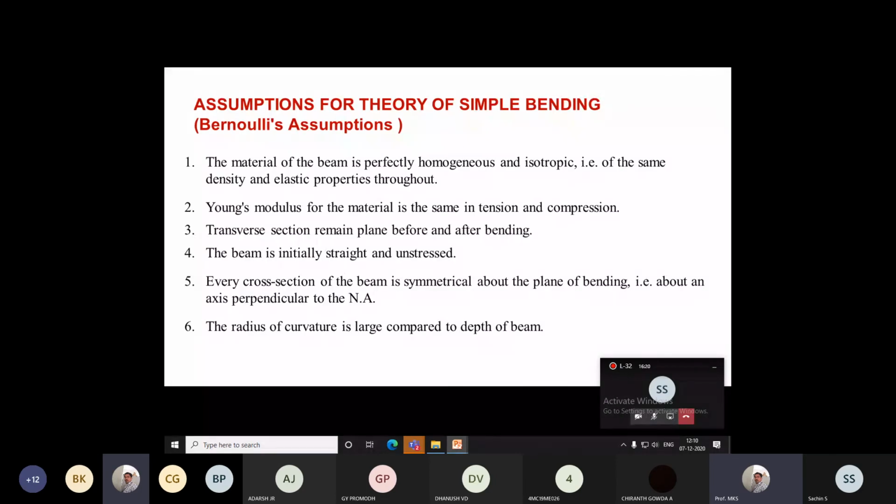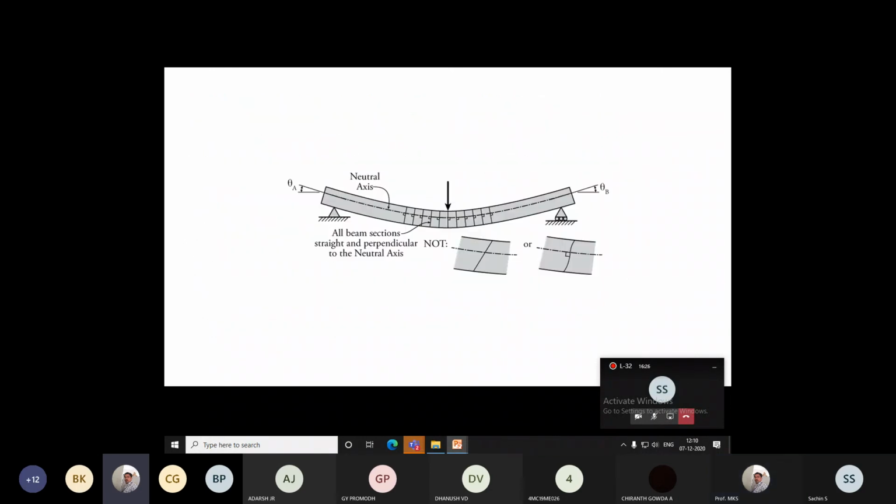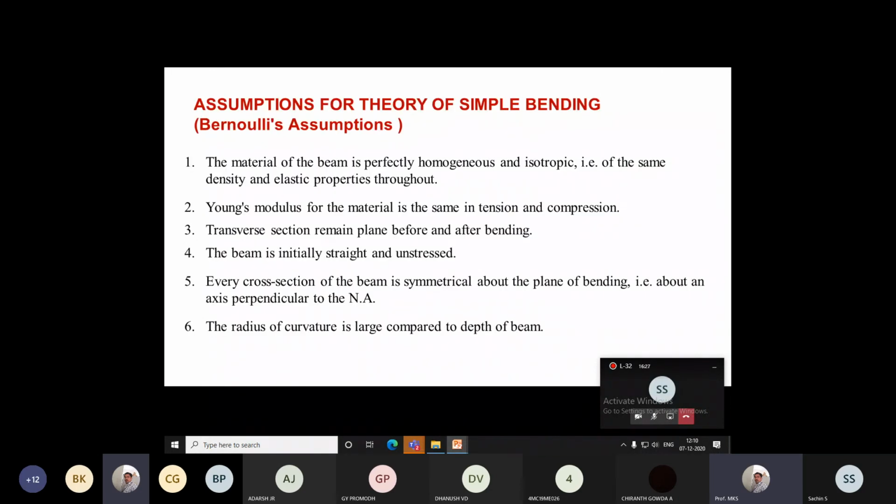So there are assumptions to derive the equations for bending. State the assumptions for bending stress, or state Bernoulli's assumptions for beam bending. So these are the assumptions made to derive the bending equation.